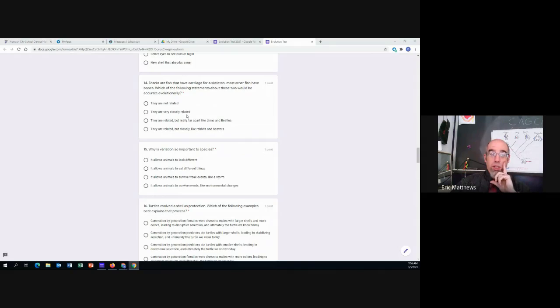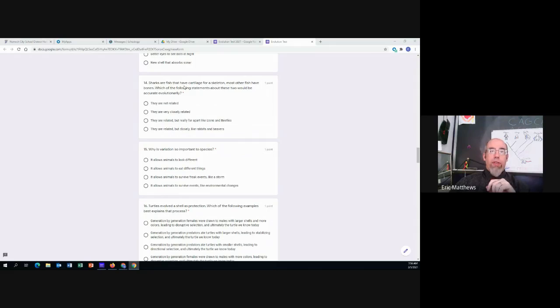Are they very closely related? Are they related but really far apart like lions and beetles are? Or are they related closely like, let's say, rabbits and beavers, both members of the same group?